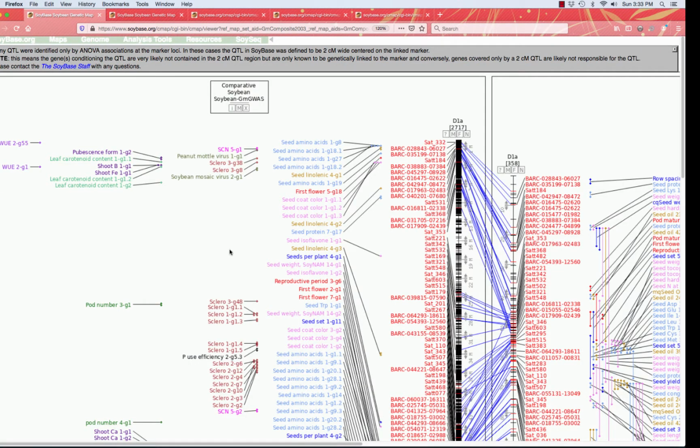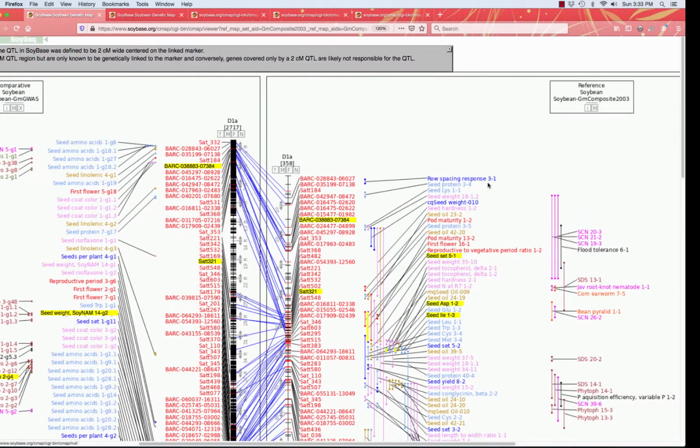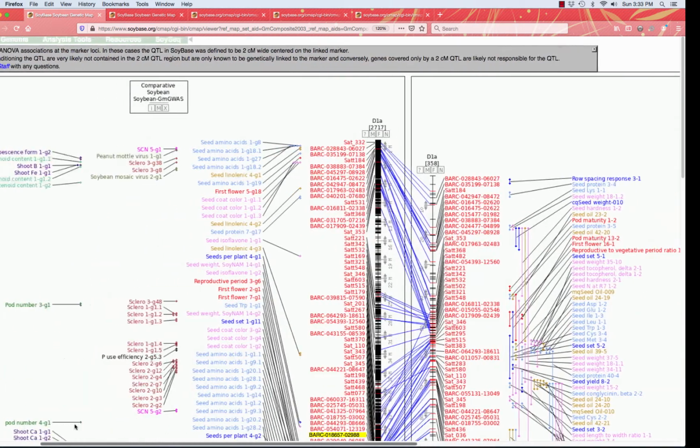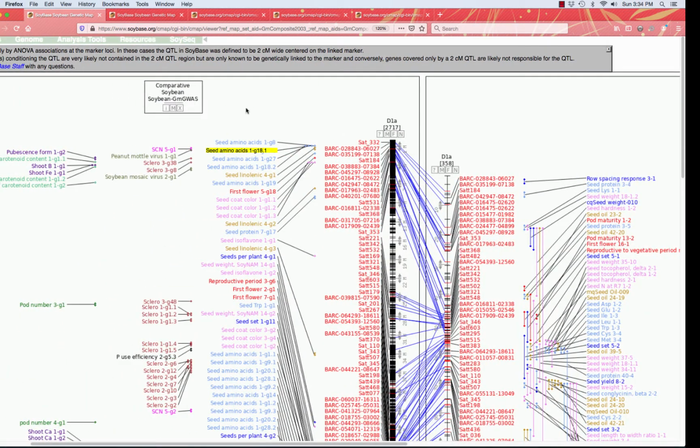So how can we use SoyBase genetic map displays to identify potential candidate genes for a GWAS QTL? Well, it's pretty simple. Pictured here is the genetic display from D1 alpha linkage group, and on the right hand side we have the map, which is the soybean GM composite 2003 genetic map as we're used to seeing it. And then on the other side is what we call soybean GM GWAS.